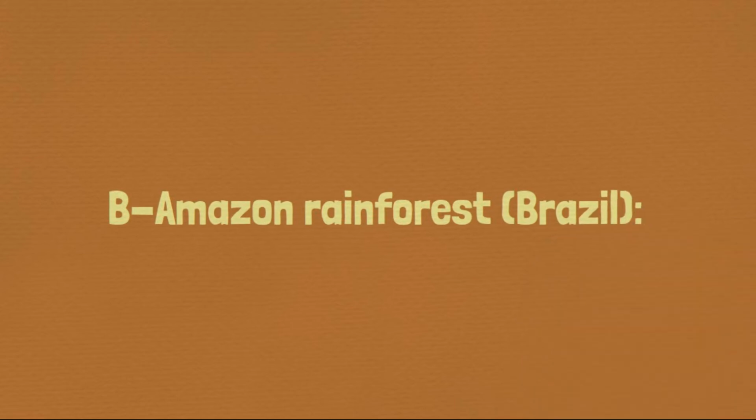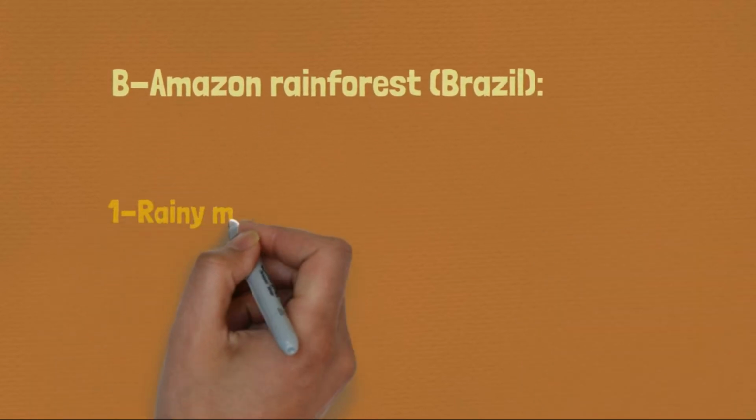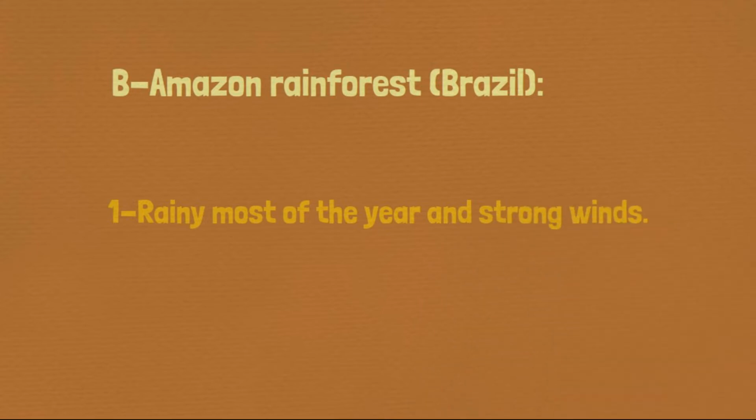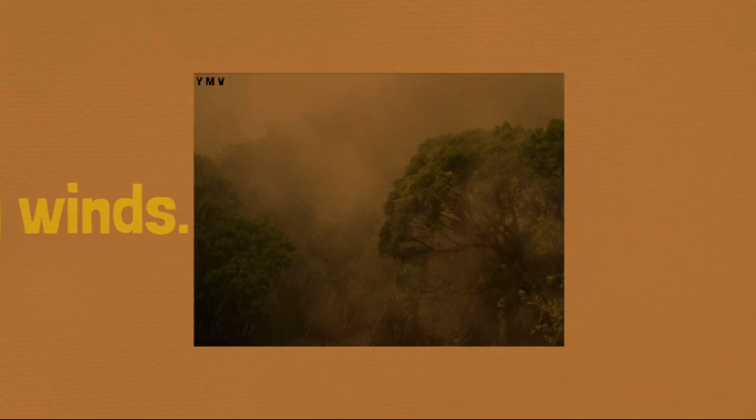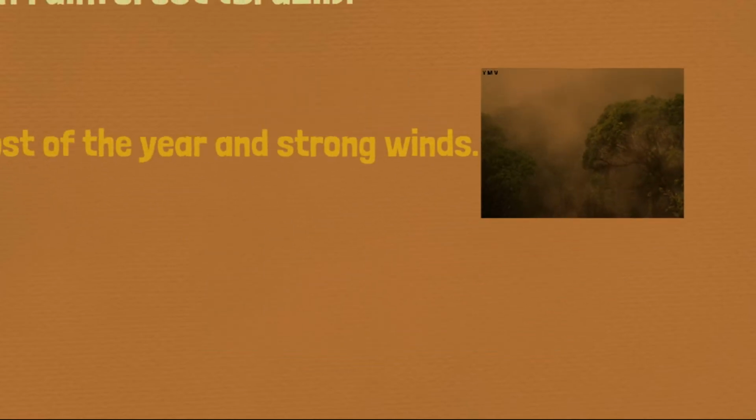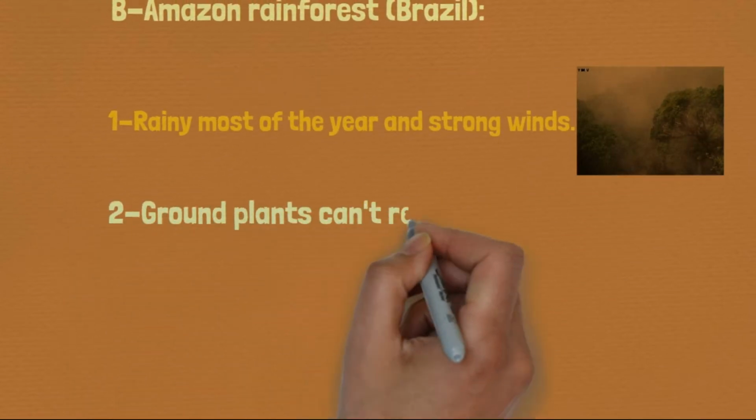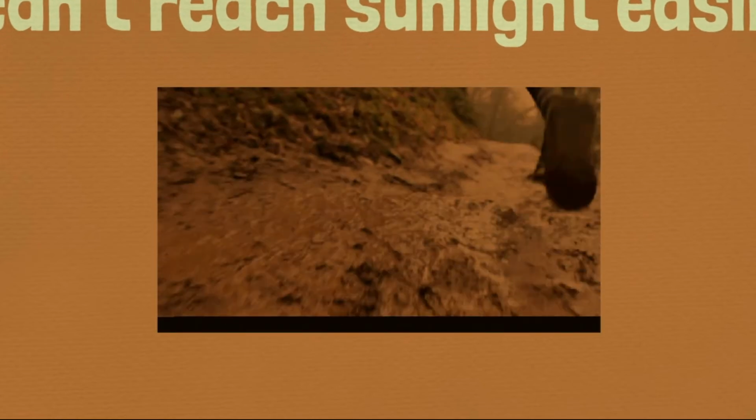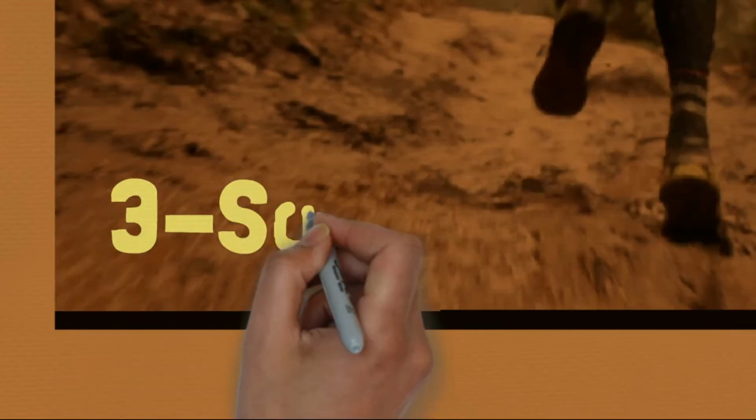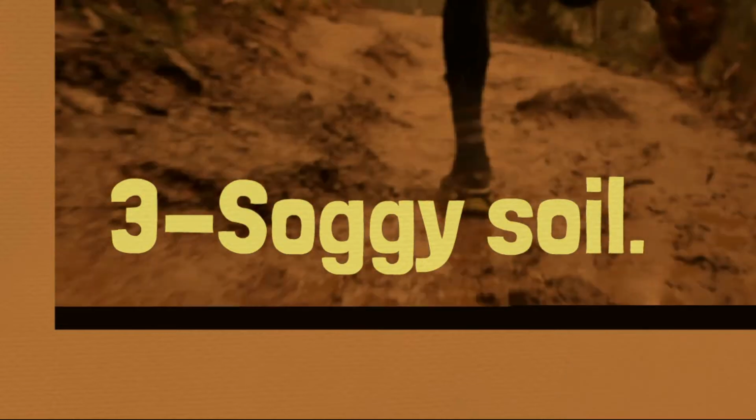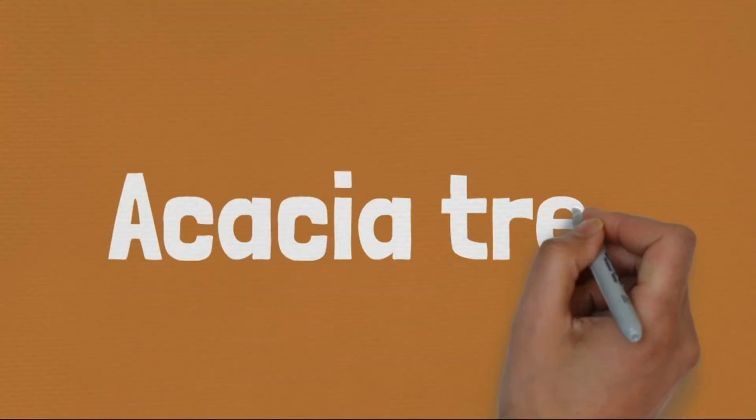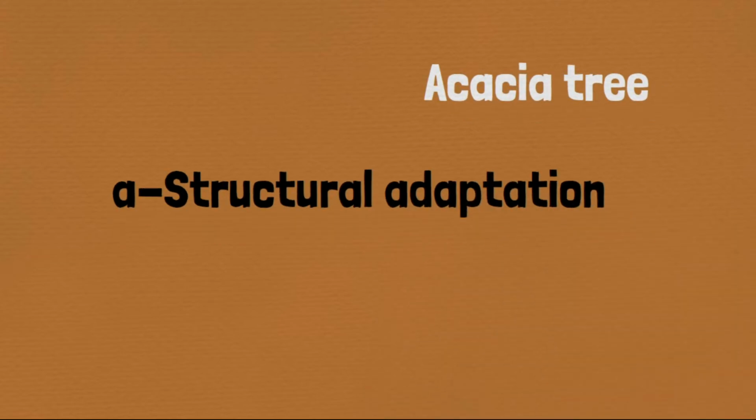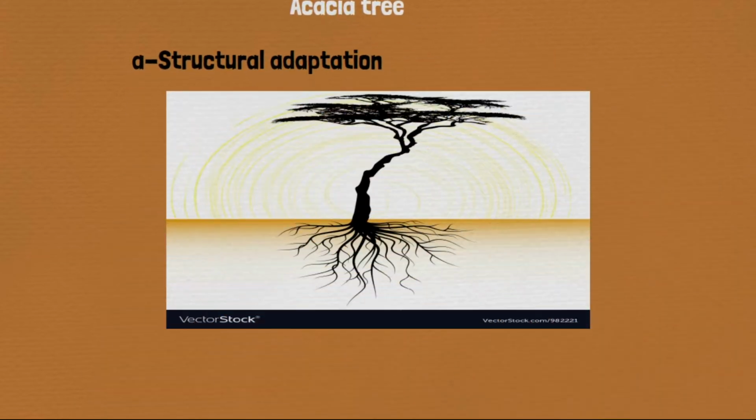Amazon rainforest in Brazil. Rainy most of the year and there are strong winds. A lot of rain all the year and strong winds. Ground plants can't reach sunlight easily. The soil there is called soggy soil. Acacia tree, the structural adaptation, how acacia tree adapt.